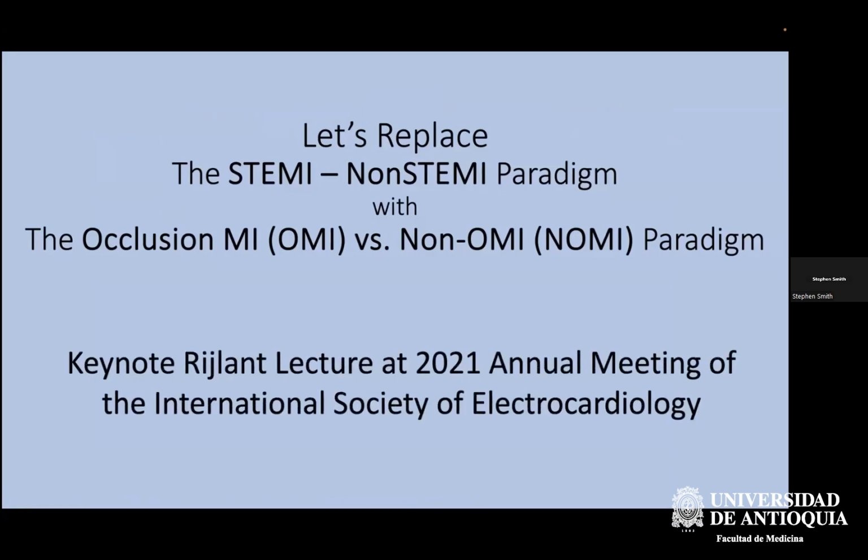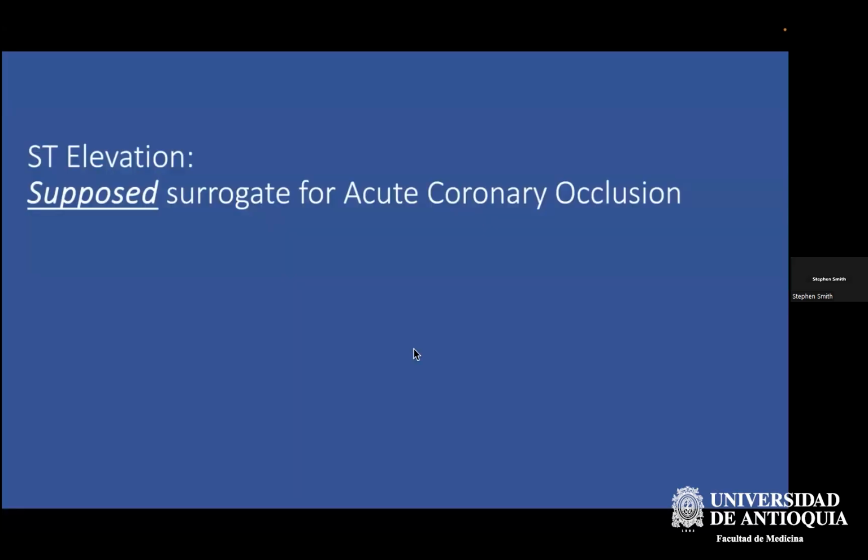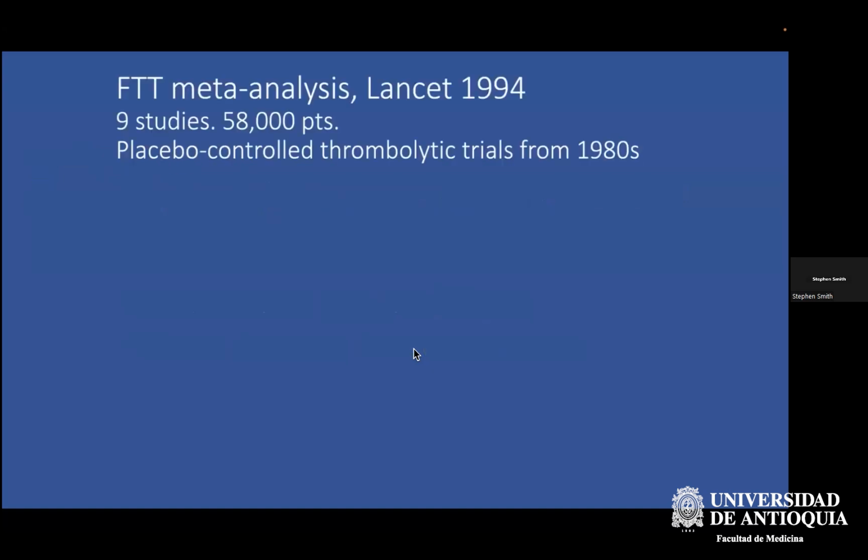And I gave the keynote Rylant lecture at the 2021 annual meeting of the International Society of Electrocardiology. ST elevation is a supposed surrogate for acute coronary occlusion, but this is just conventional wisdom. It's dogma. Where does the data come from? It comes from the FTT meta-analysis published in Lancet in 1994. They did a meta-analysis of 9 studies, all 9 studies which enrolled at least 1,000 patients, and this amounted to 58,000 patients in the placebo-controlled thrombolytic trials of the 1980s. Who did they enroll? Patients with suspected MI.